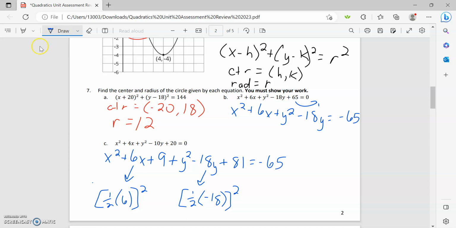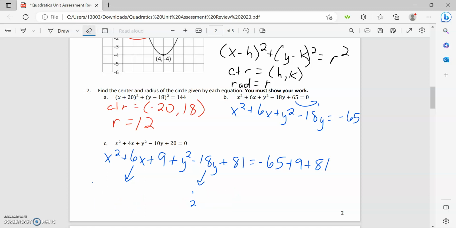Now, if I leave it like this, I've unbalanced my equation. I've added these numbers to the left, I graph this, I don't get the same as I started. So what I can do, though, is I can add 9 to both sides. I can add 81 to both sides. Now, this equation is balanced. I've added some numbers, but because I added them to both sides, I get the same answer.